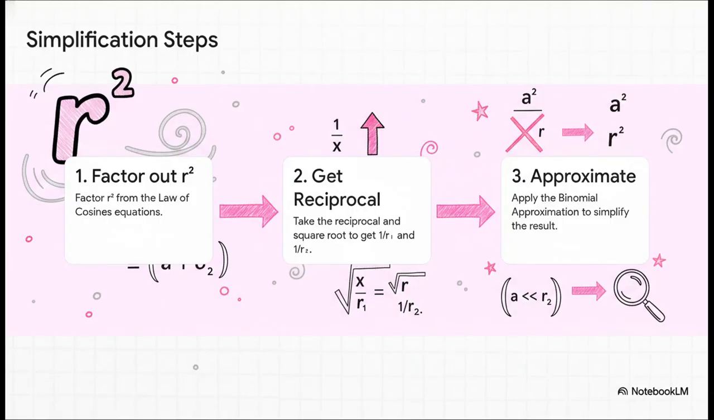Now, the process has a bit of algebra, but the core idea is simple. We rearrange the equations to get the 1 over R terms that we need. Then, because A is so tiny compared to R, any term that looks like A squared over R squared becomes practically zero, so we can just throw it away. Applying the binomial approximation cleans up the rest, and suddenly we're left with much, much simpler expressions for 1 over r1 and 1 over r2.